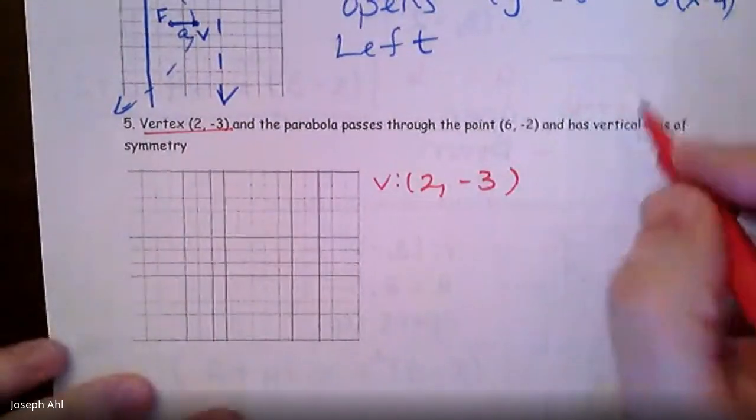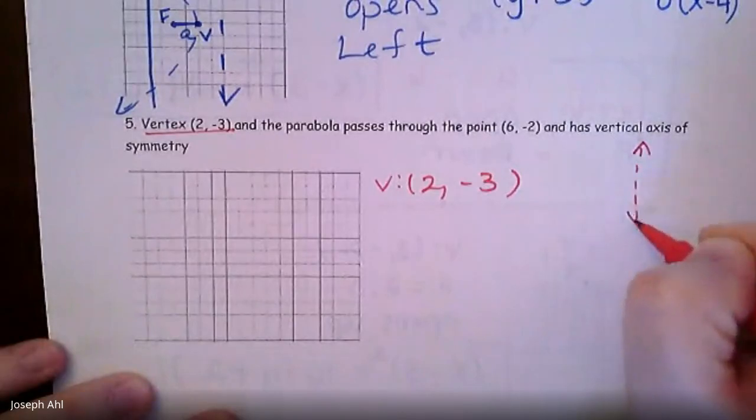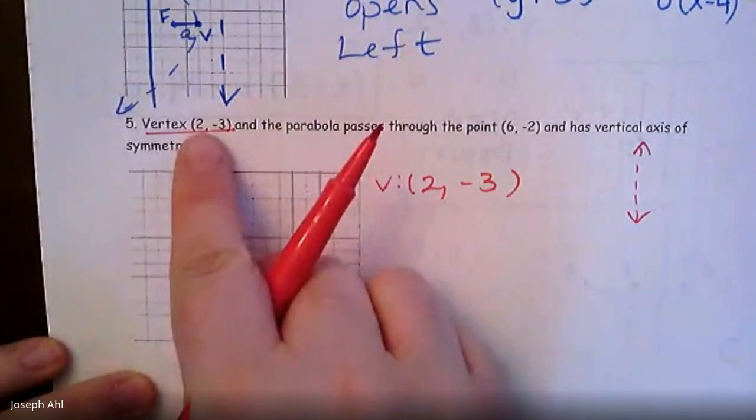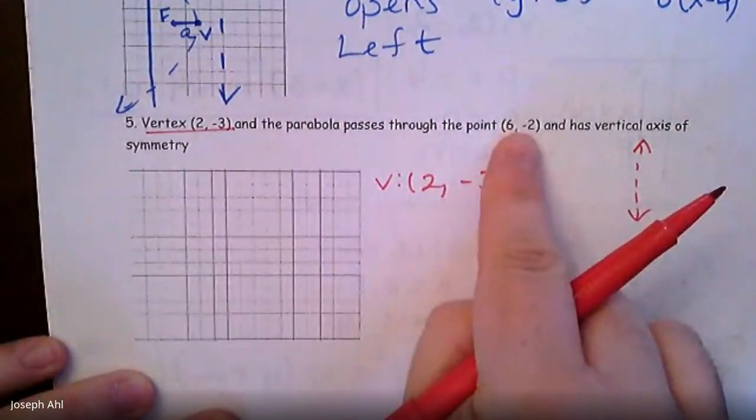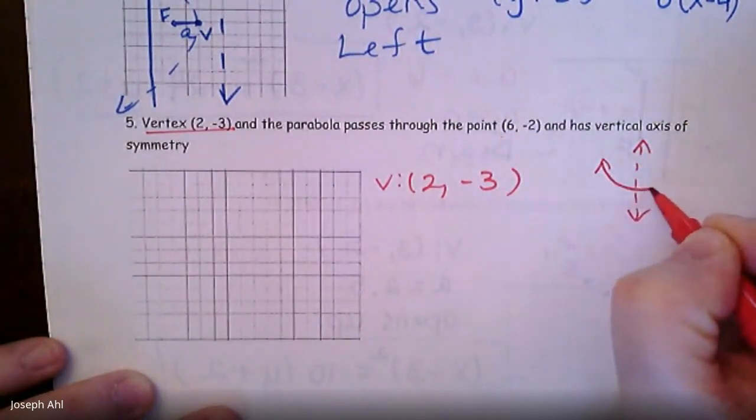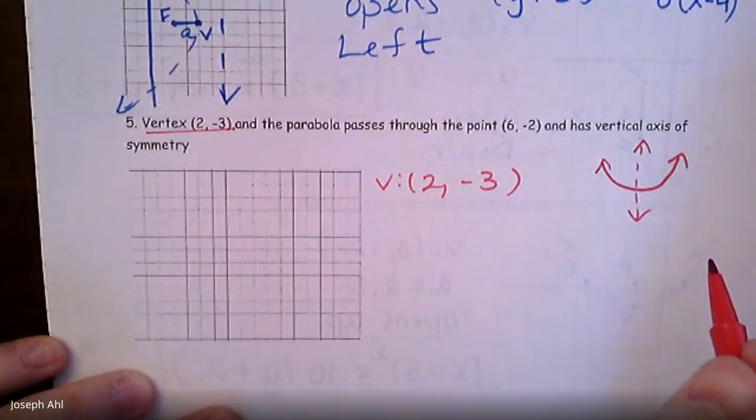So what it means when it says it has a vertical axis of symmetry is that a vertical line is what cuts this parabola in half, which means that, if I were to plot these, the vertex would be below this point. (2, -3) would be lower than (6, -2). So what I know is that this graph actually opens up.